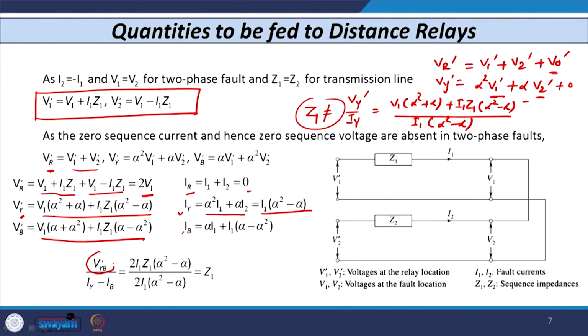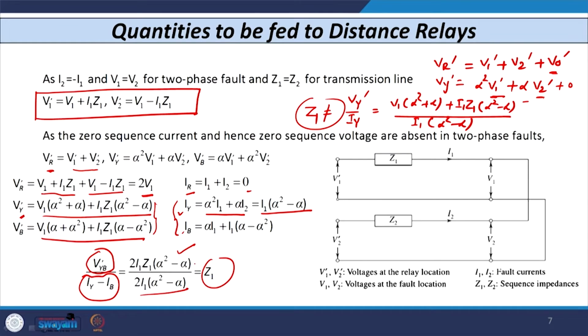So, we have to give the quantity, that is the voltage VYB dash, and we have to give the current, that is Iy minus Ib. If I give this value, then we know that VYB dash is equal to Vy dash minus Vb dash. So, you have to take the difference of these two. If you take it, you will have this value, and if I take the difference Iy minus Ib, these two differences, then you will get this value, and if you take the ratio, then you will get the value Z1.